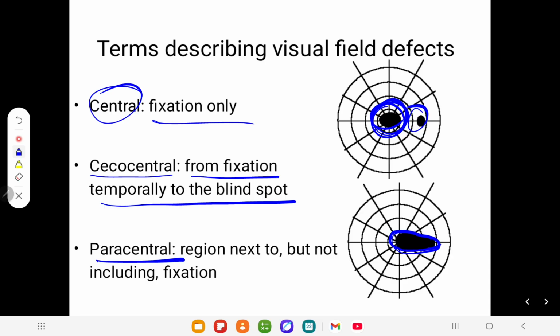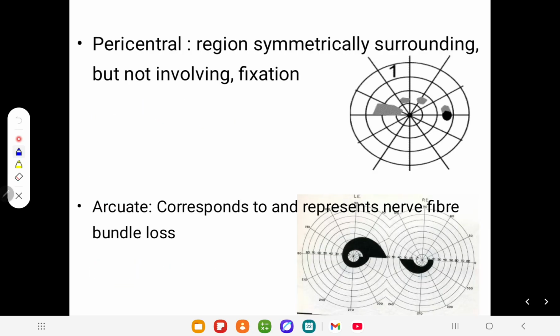Paracentral is very simple: the region next to, but not including, fixation. Paracentral defect means it does not include the fixation point, but if there is any visual field defect near the fixation point, it is called paracentral. At the same time, pericentral is the region symmetrically surrounding, but not involving, the fixation.